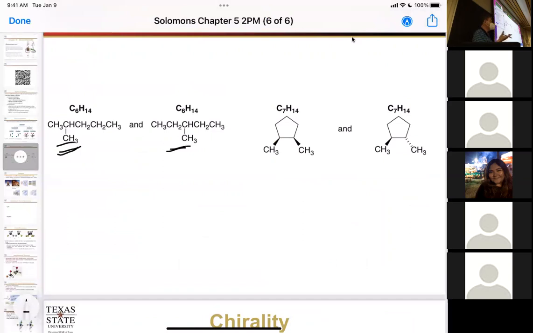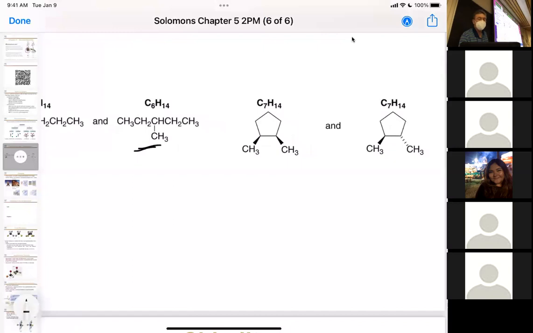So we've actually changed the structure. We've moved a bond. So if we've moved a bond, we have a constitutional isomer. Now over here, we've moved this bond from this carbon. We've moved a hydrogen over here. So we've moved two atoms.